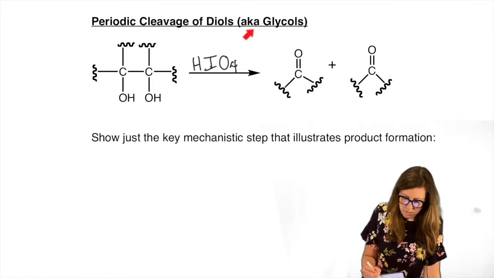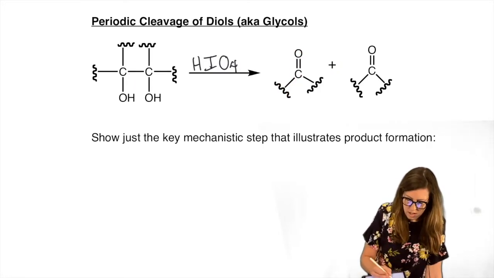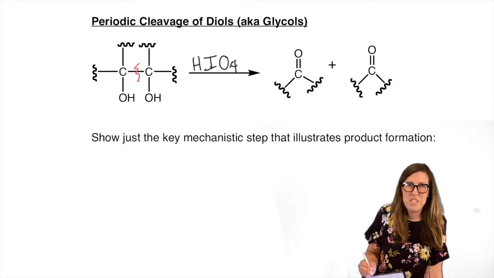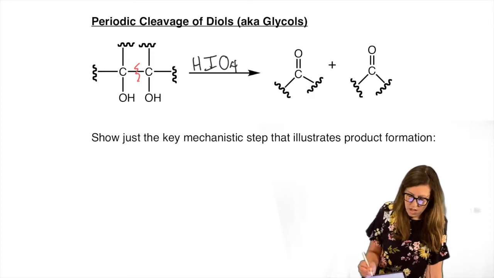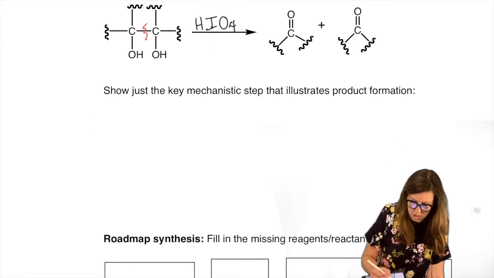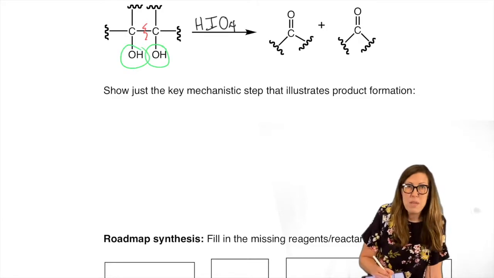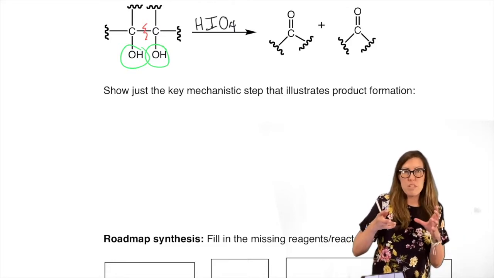Sometimes it's also called glycol cleavage, but notice that we've oxidized and broken a carbon-carbon bond, not the pi bond. It's glycol cleavage, an oxidizing agent that does oxidative cleavage, right? Except it doesn't have a pi bond. I'm going to show the one mechanistic step that helps illustrate product formation. You need these diols in order for this to work. They need to be able to be rotated into a syn position.